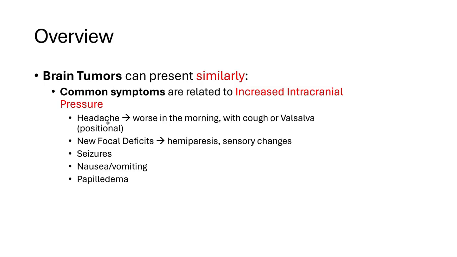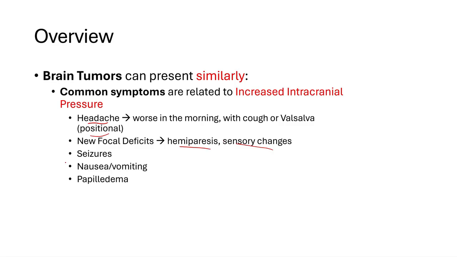These symptoms can be headache, which is typically thought to be positional, which means that it is worse in the morning, or worse with coughing or Valsalva maneuver. You can also see new focal neurologic deficits, such as hemiparesis or sensory changes, as well as others depending on where the mass sits in the brain. New onset seizures can also be found in brain tumors.